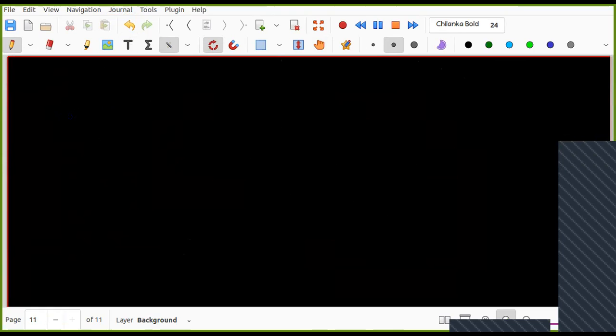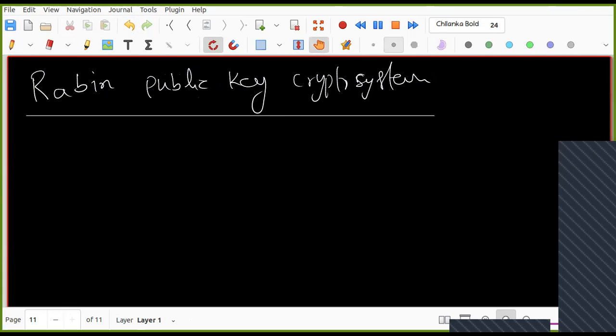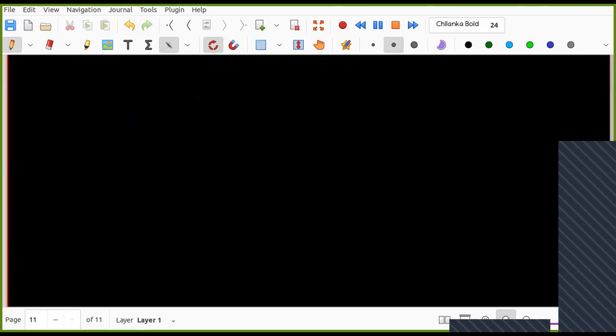So, another crypto system which is also based on factoring of integers. That I will tell you now. Be ready. This is called the Rabin public key crypto system. It also depends upon the same problem. Here I'll tell you what the key generation is and the other parts.